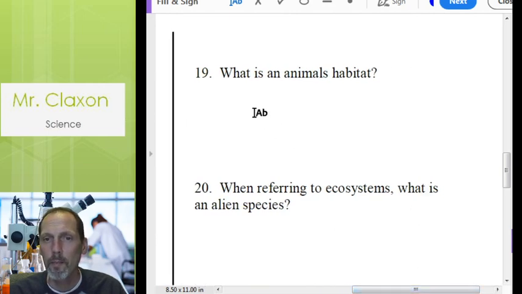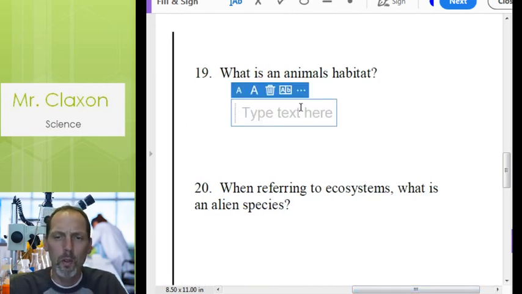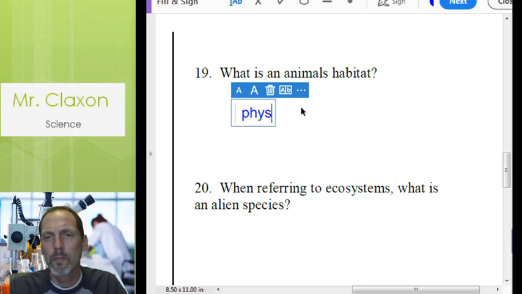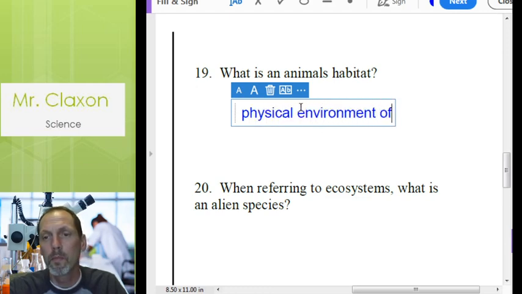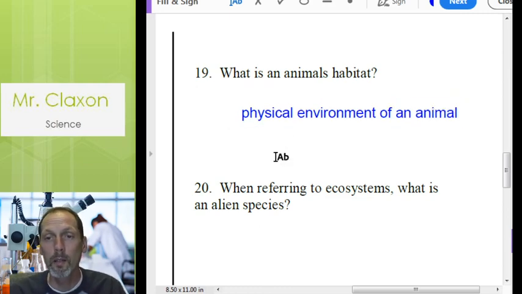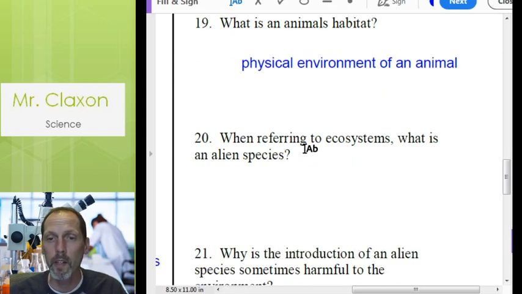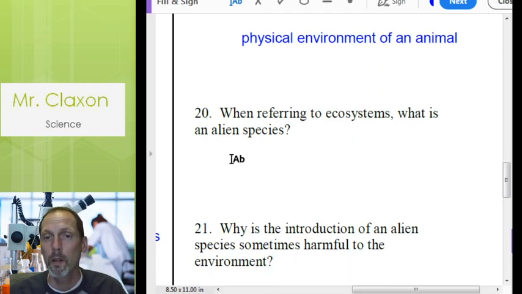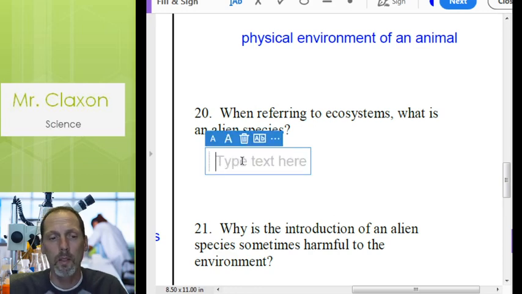Okay, habitat. It's the physical environment of an animal. It's where they live. That's just what we call habitat. If you found that in the notes, hopefully. An alien species. So it's a species from another ecosystem.